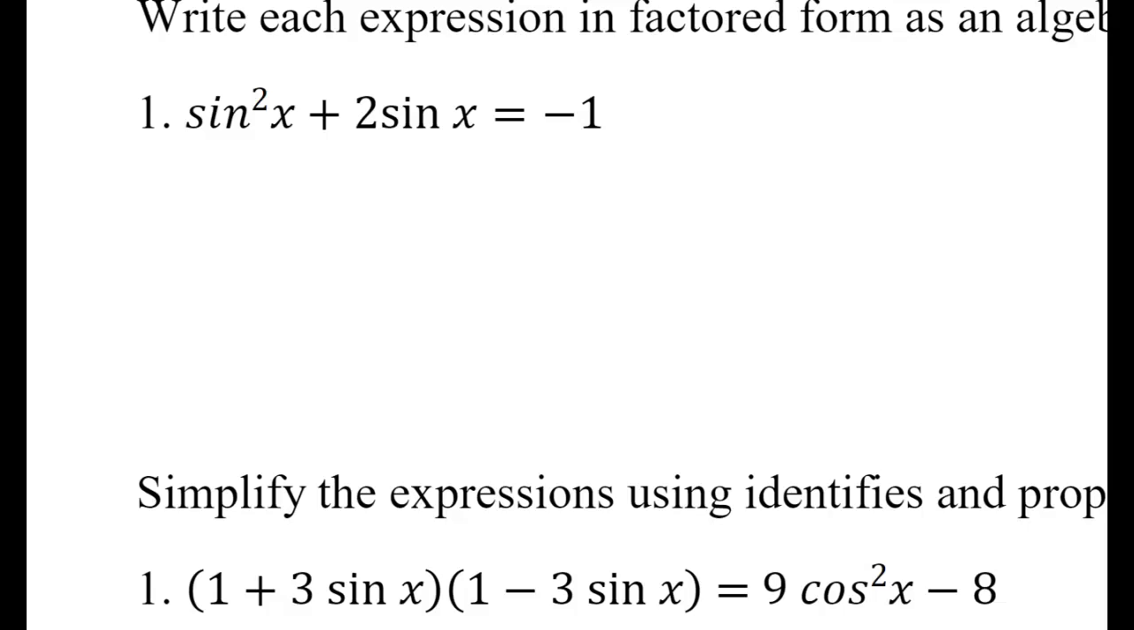Yeah, have everything over x, right? It's always of the form ax squared plus bx plus c. We have to have everything on one side. So here we have sine squared of x plus 2 times sine of x plus 1.